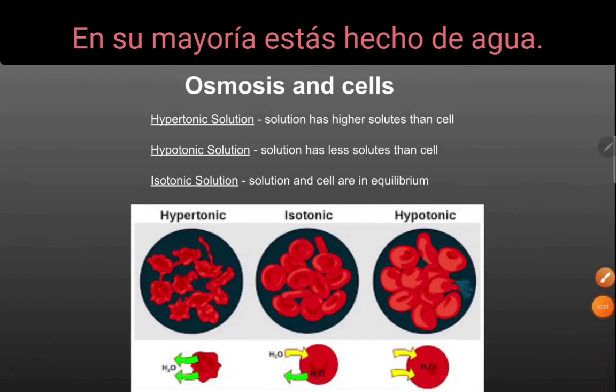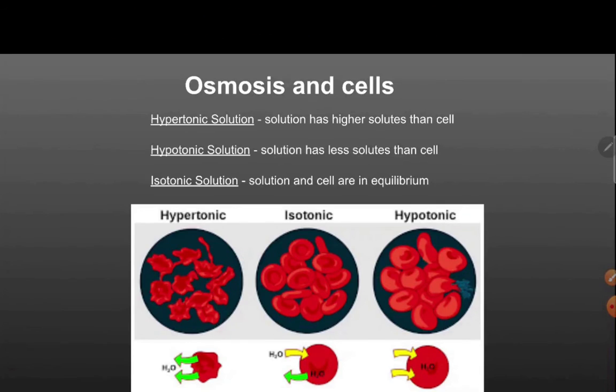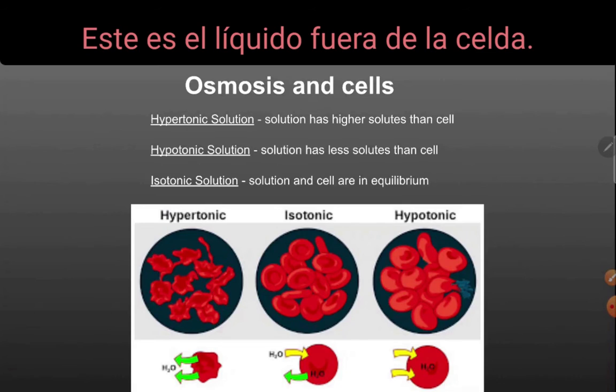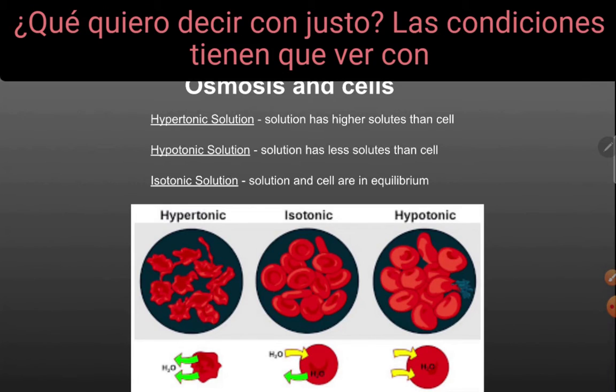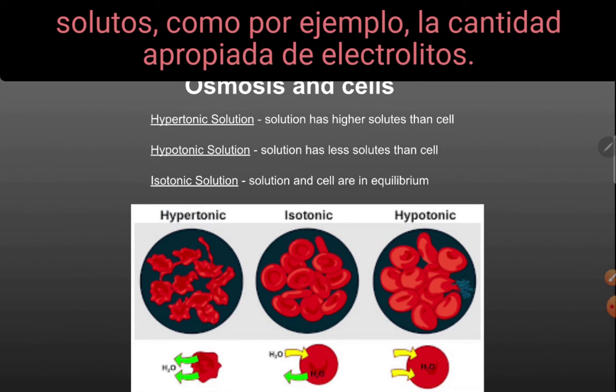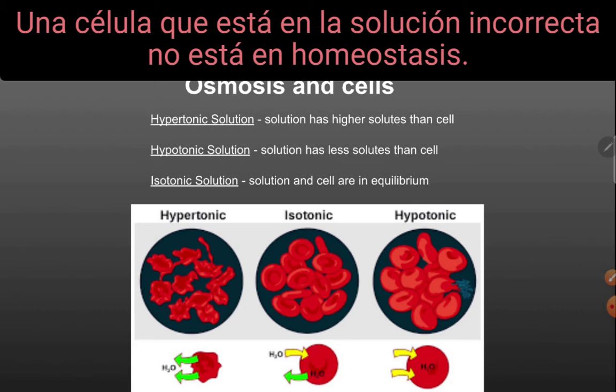You are mostly made of water. And so cells live in extracellular fluid. This is the fluid outside of the cell. That fluid has to be just right, or the cell can't live. What do I mean by just right? The conditions have to do with solutes, like, for example, the appropriate amount of electrolytes. A cell that is in the wrong solution is not in homeostasis.